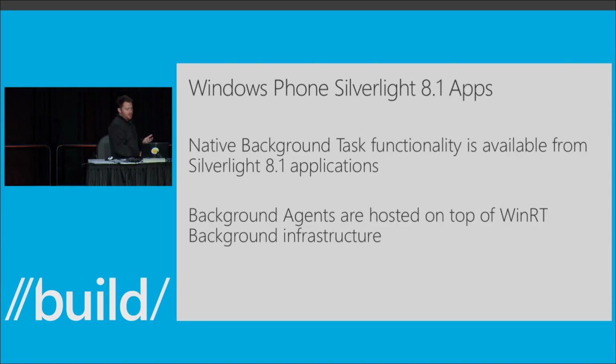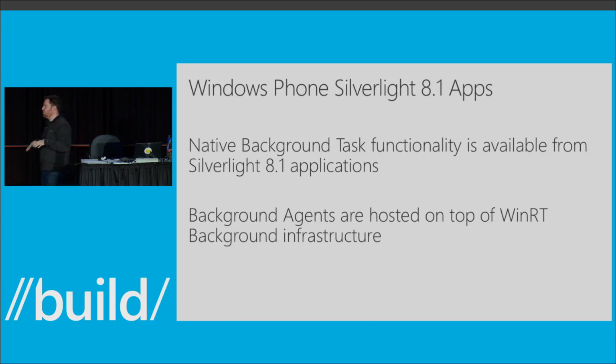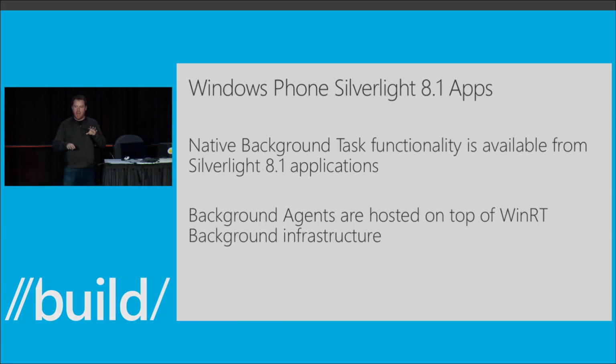What that does mean, though, is if you do want to mix and match background tasks and background agents, you shouldn't do them in the same project. You should pick to go immediately over to background tasks or stay on background agents. Because when they're both hosted on the same infrastructure, one is expecting the Silverlight CLR and the other one is expecting the WinRT CLR. And if those both get activated at the same time, the universe explodes. If you're doing C++, that's not a problem. You can have C++ background tasks and C# background agents, and that'll work fine together. C# agents and tasks is a dangerous game.